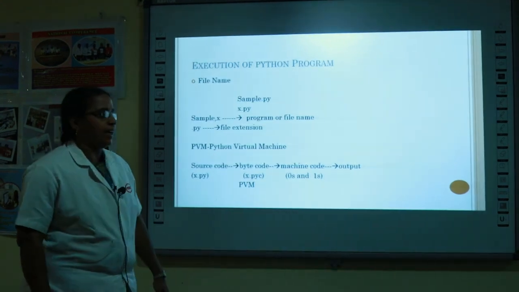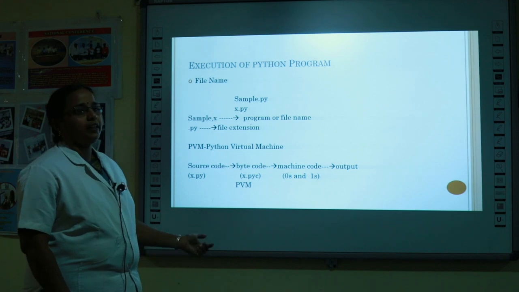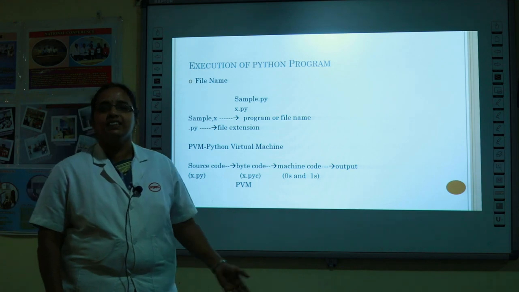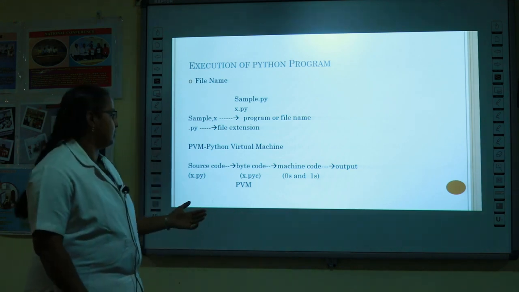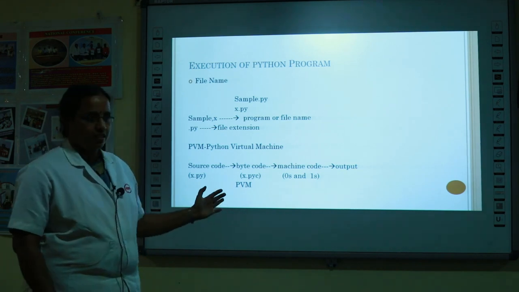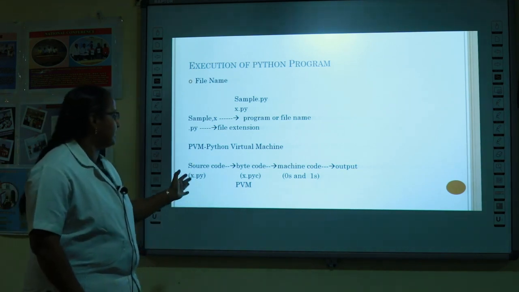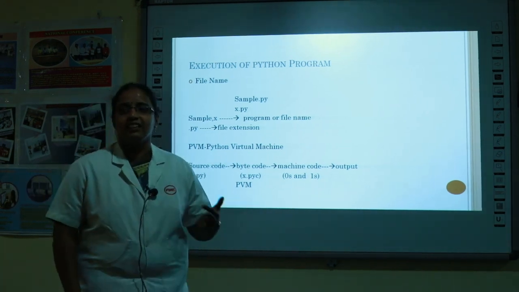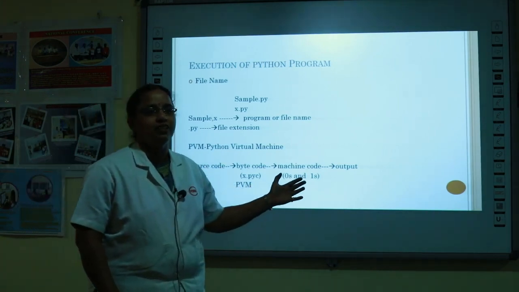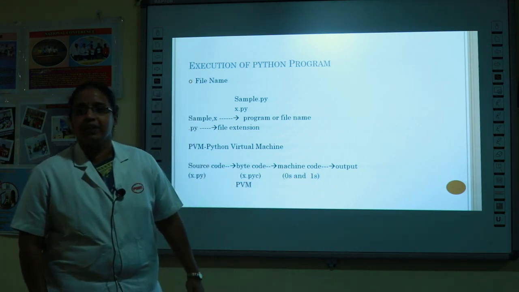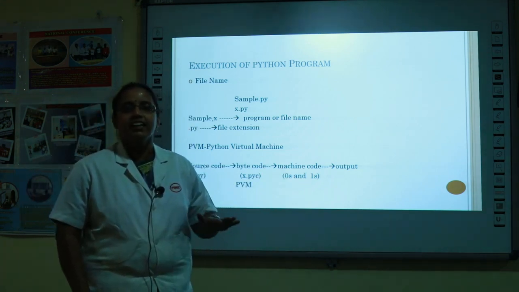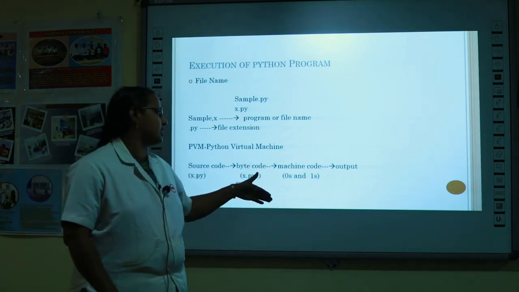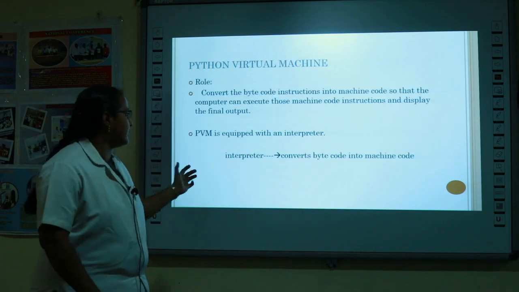So using the PVM, Python virtual machine, your source code can be saved in a file named x.py. This source code can be converted into bytecode. This bytecode conversion will take place in your compiler. Then the bytecode will be converted into machine code, that is zeros and ones. This conversion will take place in the PVM. Inside the PVM we are storing the interpreter. After conversion only, your machine can execute or display the output. So this is the structure we have.